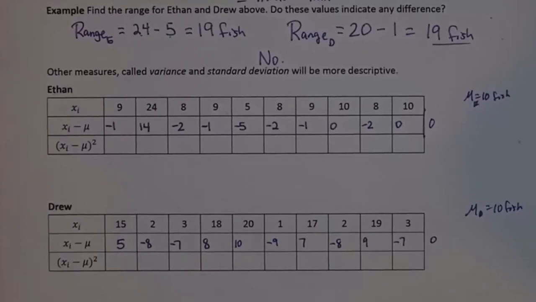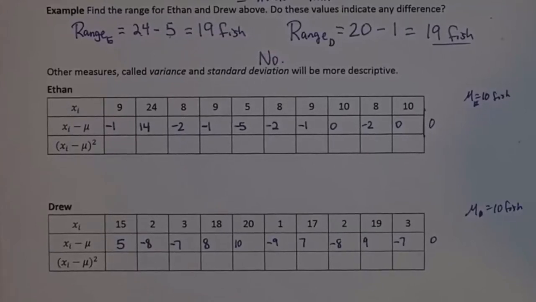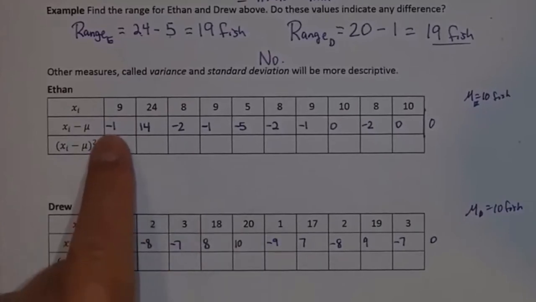So statisticians scratched their heads again, and they decided, what can we do about the fact that the negatives and the positives are going to cancel out? Well, one thing they decided is, what if we took the absolute value of all of these values? So what if I took the absolute value of -1?